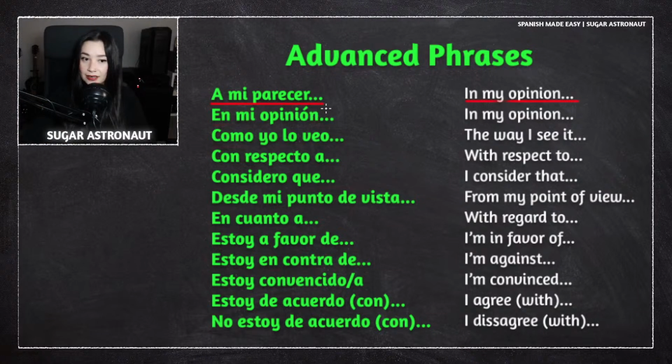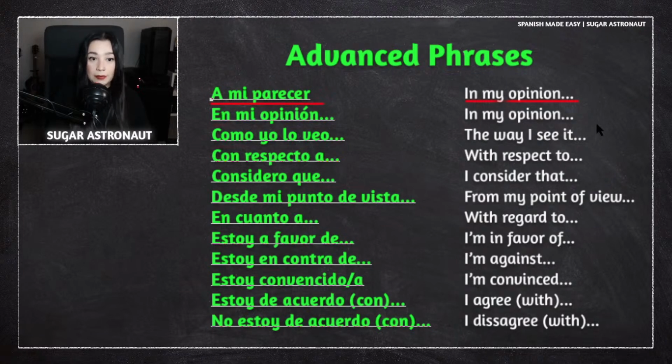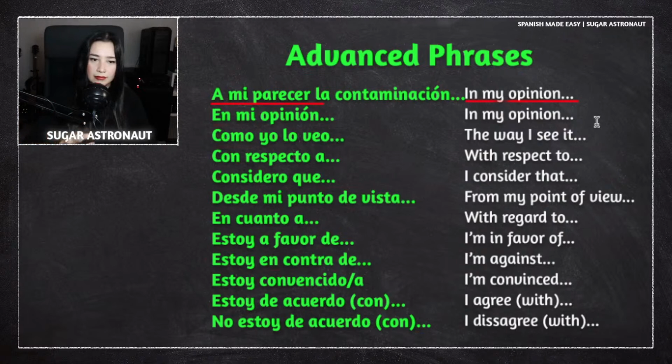A mi parecer. You can even have, well, a mi parecer. You can add, obviously, if you're talking about pollution, la contaminación, and then you can say está incrementando. In my opinion, pollution is increasing. Okay, so it sounds more complex. A mi parecer. If you say creo que, that's fine. You know, that was one of the first phrases we learned. Creo que. But if you want to sound more native in Spanish, you can say a mi parecer, la contaminación está aumentando. In my opinion, pollution is increasing, right? So that's very important to remember.